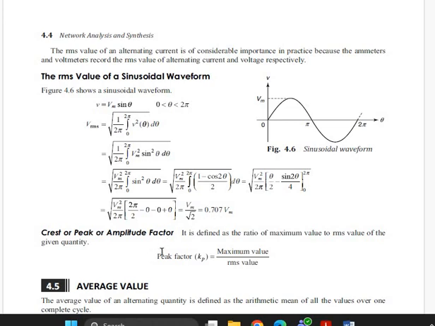Crest or peak or amplitude factor is defined as the ratio of maximum value to RMS value of the given quantity. Now the peak factor has been represented by a letter Kp, that is equal to peak value, that is maximum value, divided by RMS value.